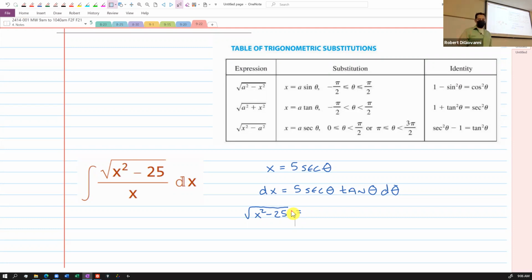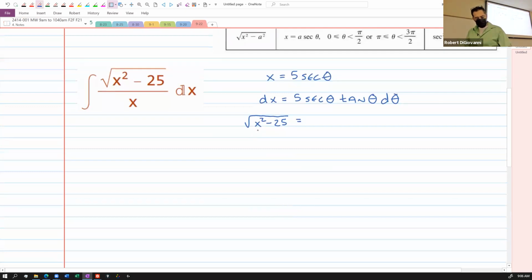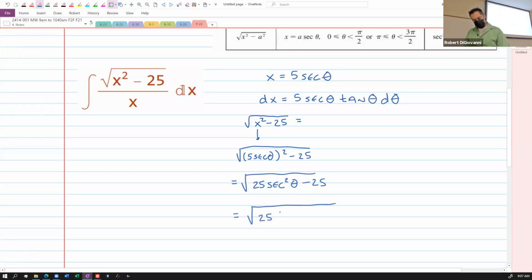Can you do it once? I'll do it once. Okay, so if you replace this x with, what are we replacing x with? 5 secant theta, right? So if I take 5 secant theta and square it and then subtract 25, this will be the square root of 25 secant squared theta minus 25. Both of those have a 25 in them, so I can factor out a 25, which leaves me with secant squared theta minus 1. That makes sense?